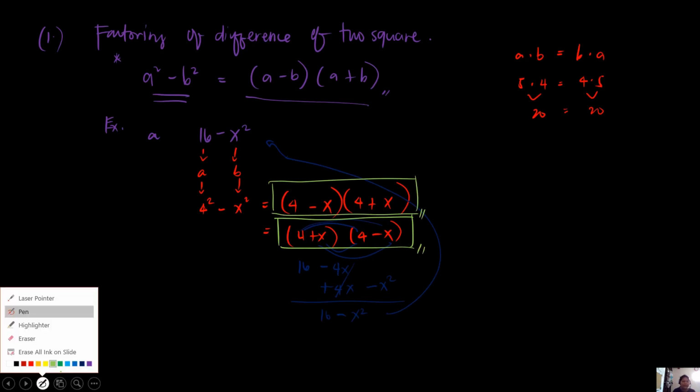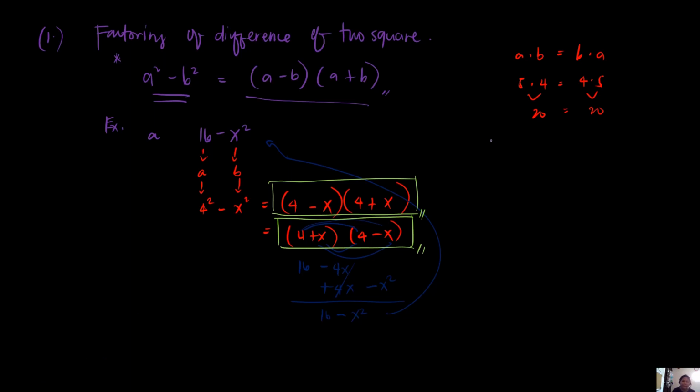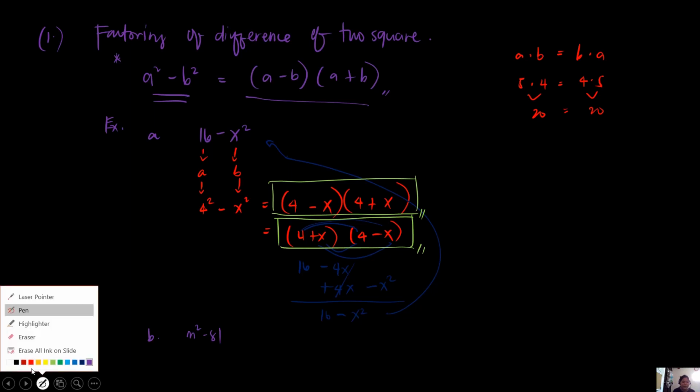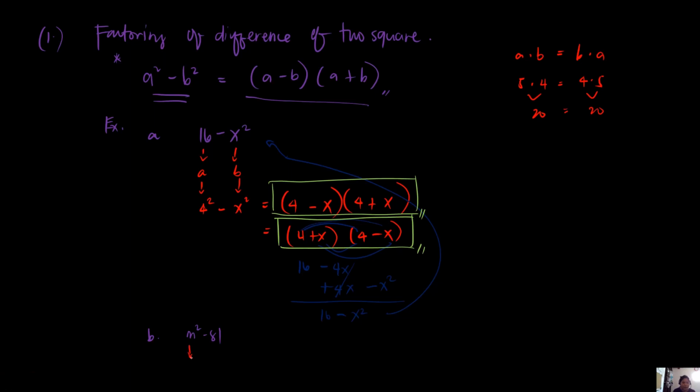Okay, let's have another example. Let's have m squared minus 81. As you can see, our a there is m squared and our b there is 81. So our a is m, our b is 9. If you square them, this is how they look. Then we can see the pattern again. So we can say that m minus 9, m plus 9 is the factor of m squared minus 81.